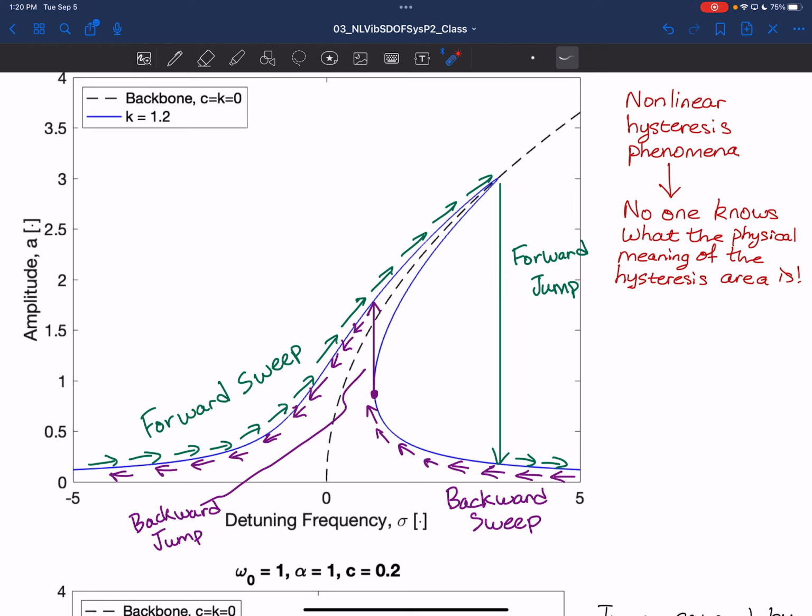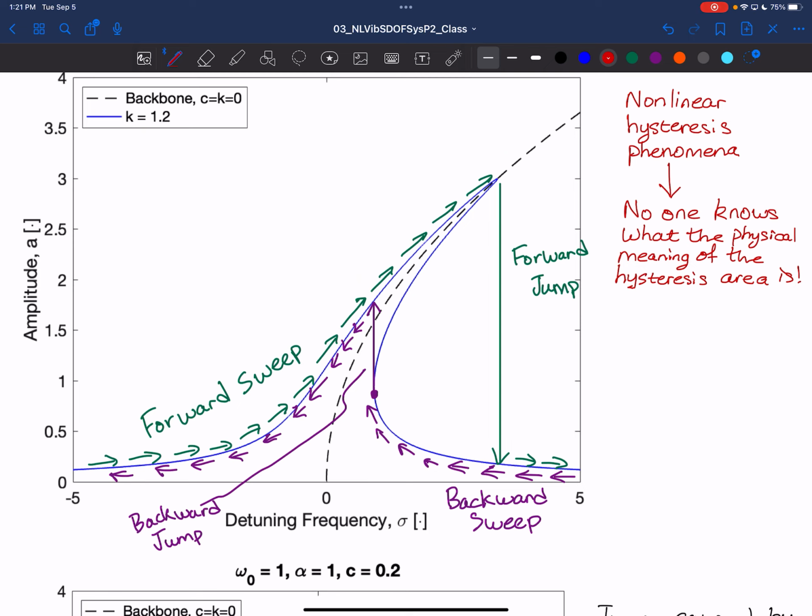We do know why we can't go on this branch. We probably won't do it in class. I'm going to make a handout showing mathematically why we can't. The reason is that these branches here are unstable. That one branch. We'll draw that on the next figure.